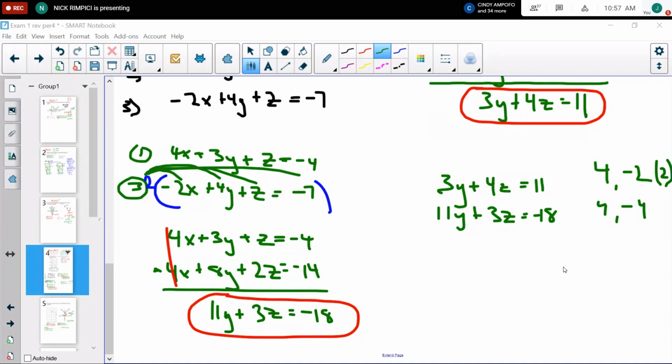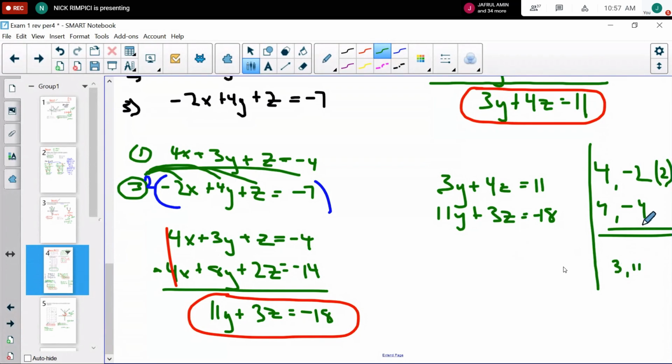So somebody select something. We could either take away, try to work out the Y values or the Z values to make them eliminate. Y. Okay. So let's get rid of Y. So currently Y is, this is just my side work here. So currently Y is 3 for one and 11 for the other.